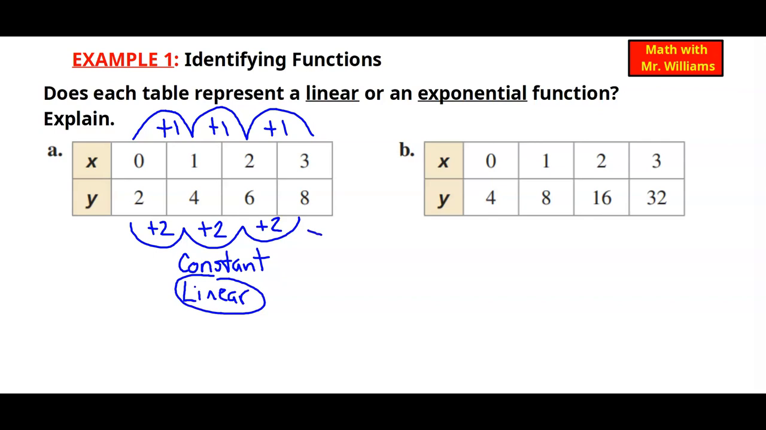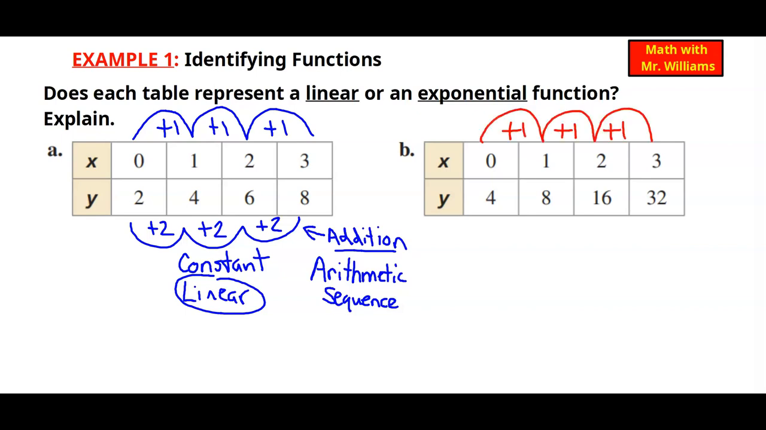The key part here is the addition. This makes it an arithmetic sequence. In B, I can see my x is increasing by 1s, but my y is not increasing by 4 each time. It looks like it's going to be using multiplication. So how do I get from 4 to 8? Well, it looks like I'm going to multiply by 2. How do I get from 8 to 16? Multiply by 2. How do I get from 16 to 32? I am going to multiply by 2.